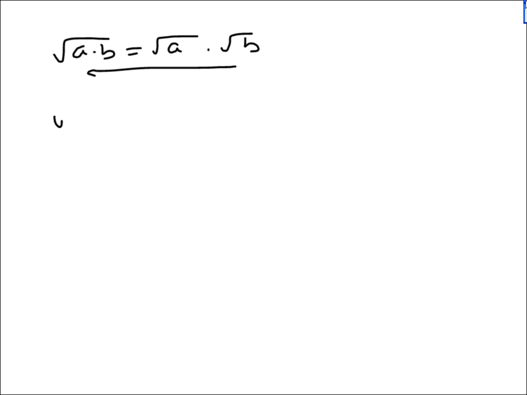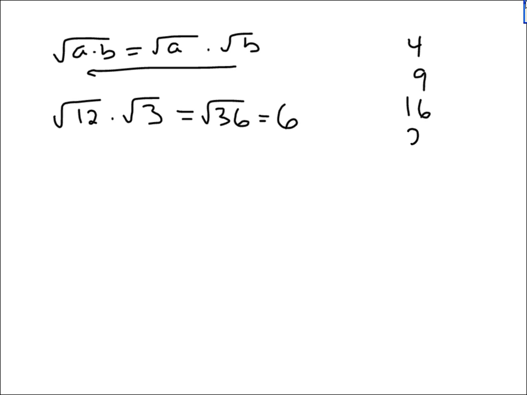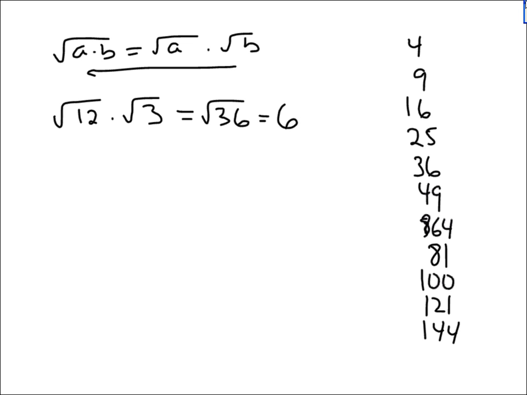For example, if somebody asks you, what's the square root of 12 times the square root of 3? You can say, well, 12 times 3 is 36, and I know the square root of 36. Because I know 2 squared, 3 squared, 4 squared, 5 squared, 6 squared, 7 squared, 8 squared, 9 squared, 10 times 10, 11 times 11, 12 times 12, and 13 times 13. I know the square roots of each of those numbers. I know the square root of 36 is 6.